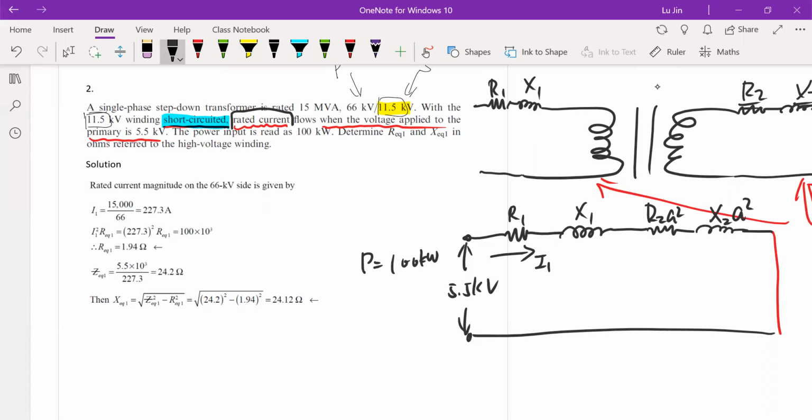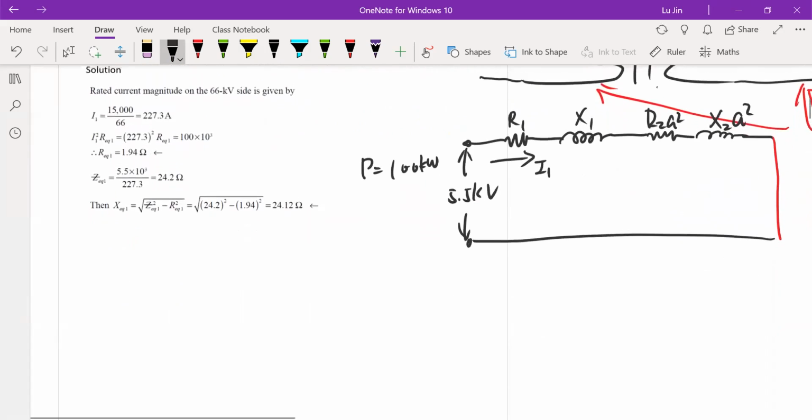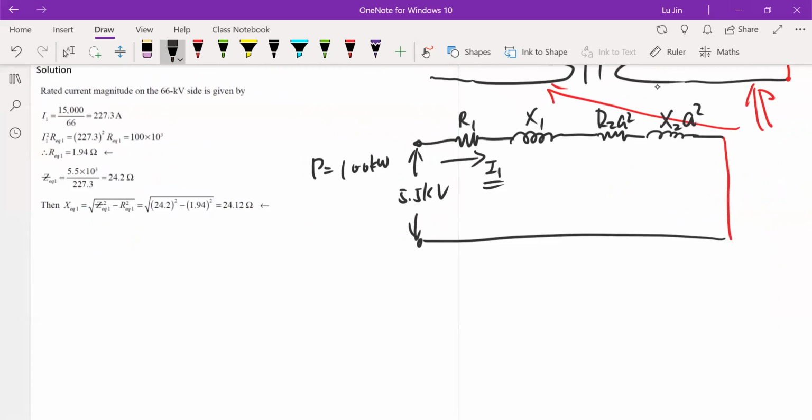The question is asking us to determine Req1 and Xeq1, the equivalent primary side resistance and reactance. Okay, how to do that? First of all, let's just calculate I1. Because I1 is the rated current, we can use the rated power divided by the rated voltage to do that. So we are using 15 MVA divided by how much?